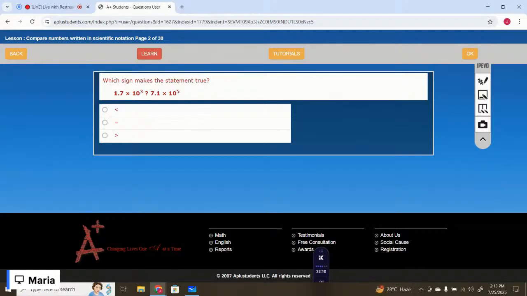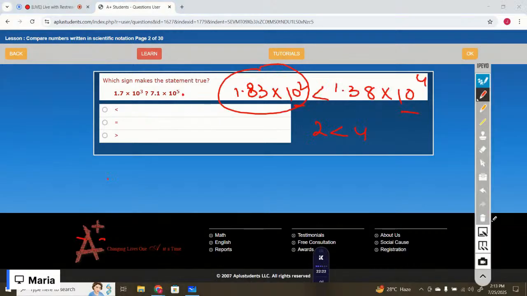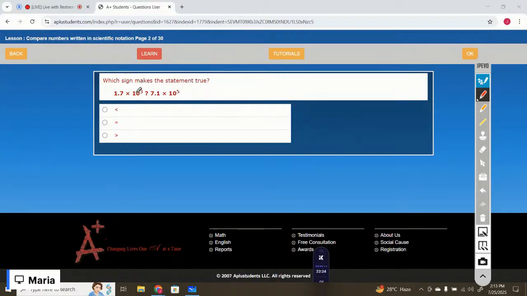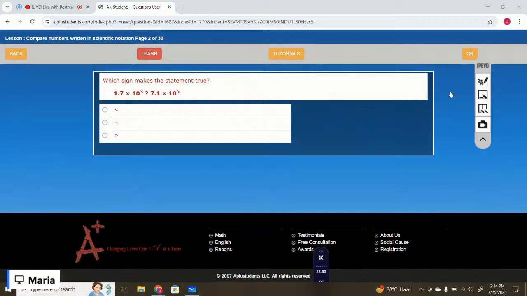Which sign makes the statement true? 1.7 times 10 exponent 3 and 7.1 times 10 exponent 5. The very first thing we have to look at is the exponents. Here the exponent is 3 and here it is 5. 3 is less than 5. So that means 1.7 times 10 exponent 3 is less than 7.1 times 10 exponent 5.